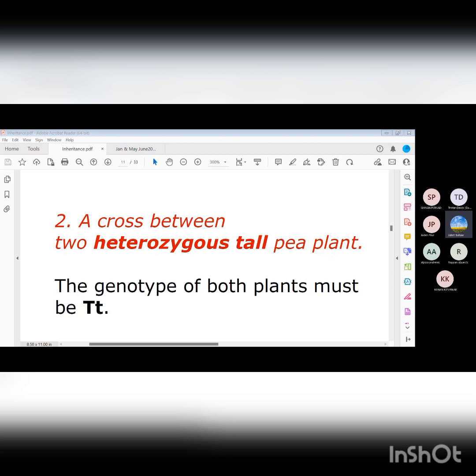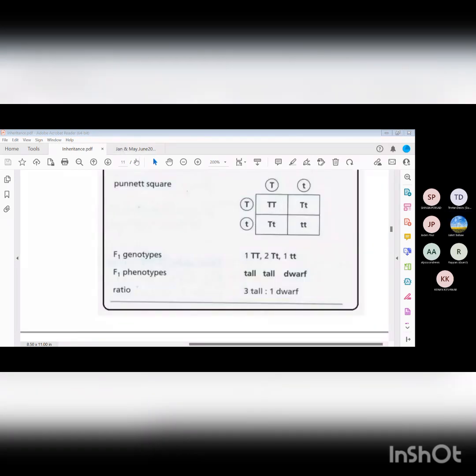How many people got 3:1? Let me see. How many people got 3:1? I did, miss. All right, very good: 2 capital T, small t, and 2 capital T's, and then one with 2 small t's. Very good.